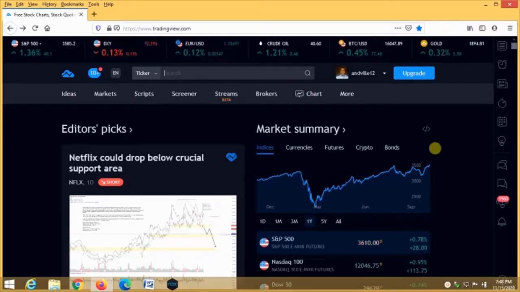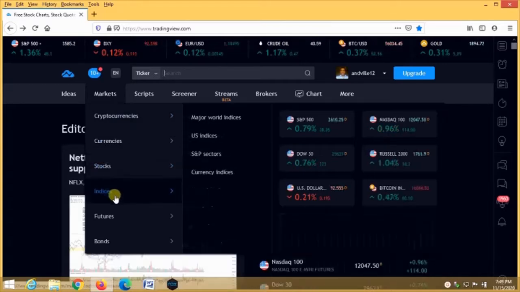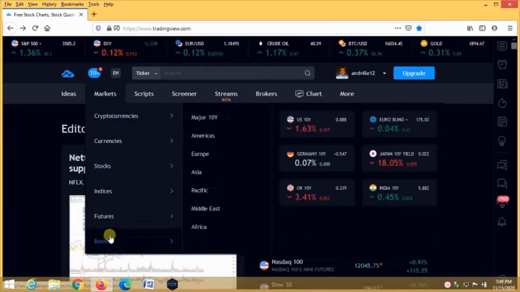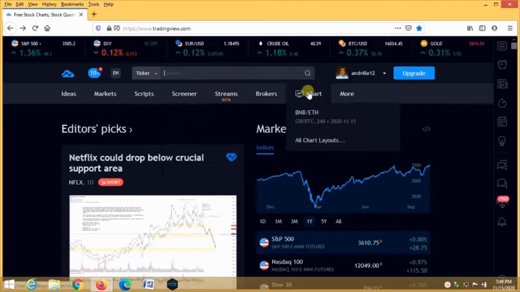Let's get started. TradingView is an all-in-one digital currency charting tool. It can be used to technically analyze various markets like cryptocurrencies, currencies, stocks, indices, futures, and bonds. That said, let's talk about how you can use the TradingView charting tool for crypto price chart analysis. If you click the chart page, you'd be able to analyze any crypto pair on any trading exchange that is supported by the TradingView charting tool. Now click the chart page.